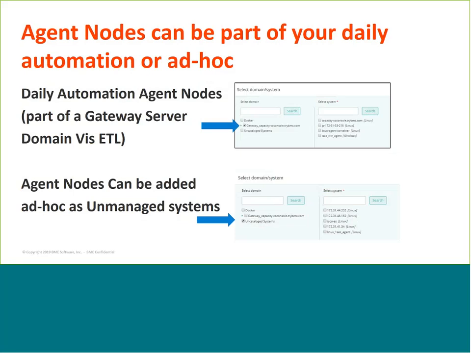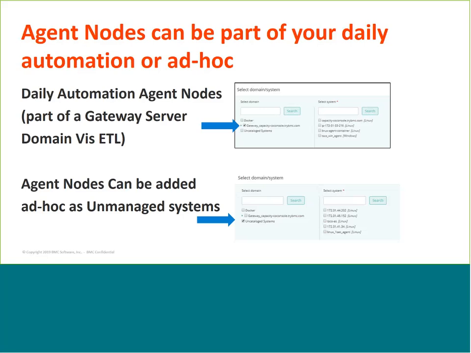The first one is you have these agent nodes configured via the automation. So every day you're collecting data, you're generating UDR files, and you're transferring those UDR files to the gateway server where they're ETL'd. And in that particular case, those agents will fall under a particular domain. And so you can select a domain from agents that you're collecting every single day and populating to the BCO database.